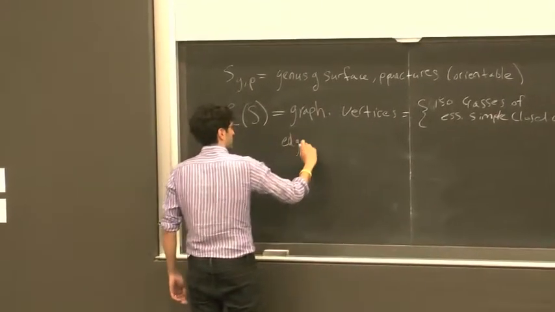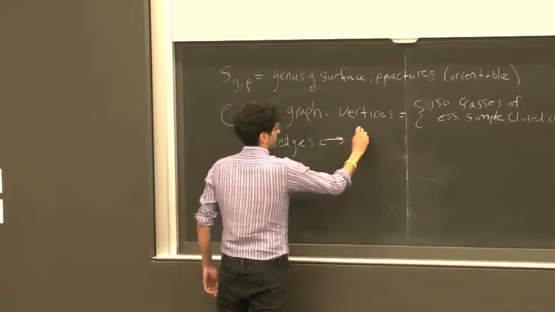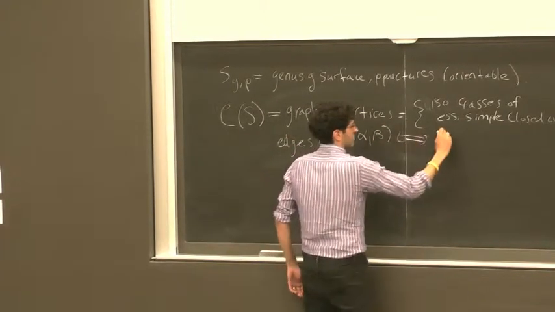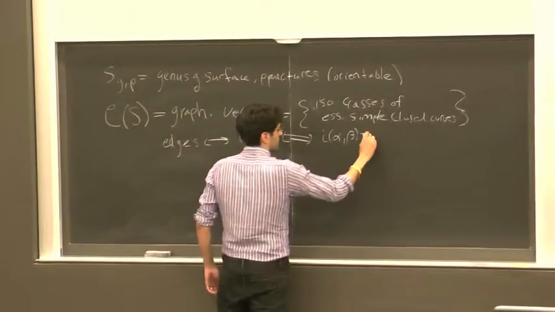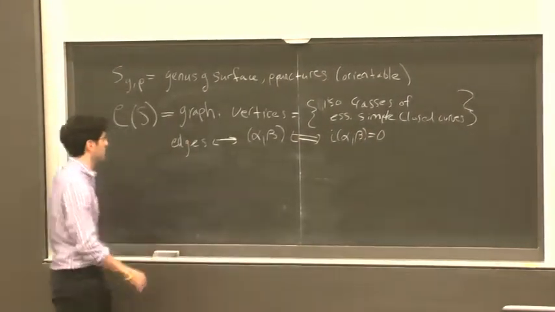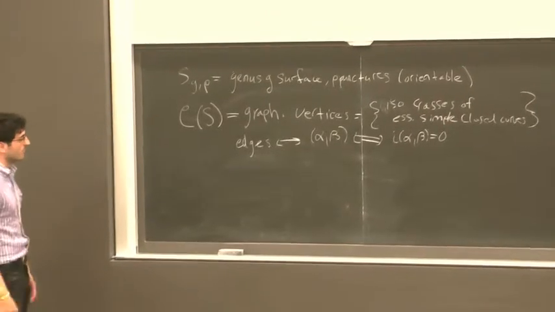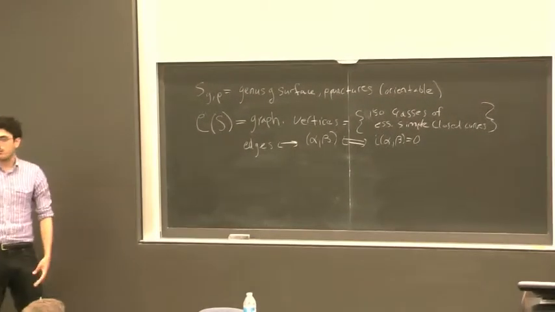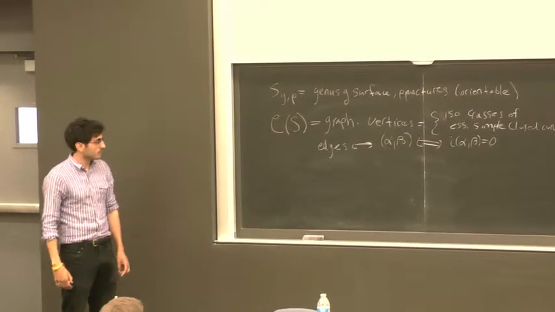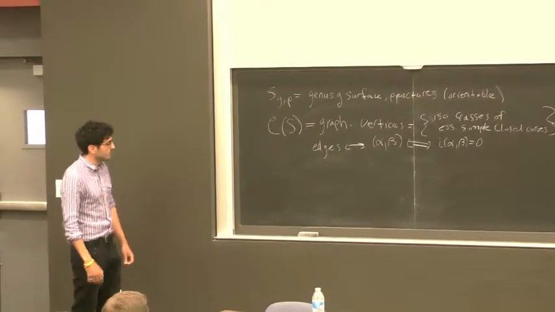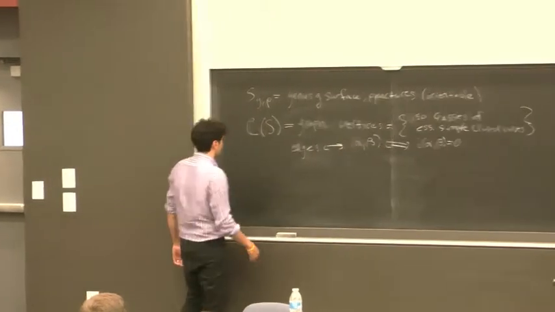and edges are just disjointness. So you connect two of these vertices by an edge if, say, their geometric intersection number is zero, they admit disjoint representatives. There are an endless number of really interesting properties that this graph has that I could mention, which I won't, for now at least. For right now, all I want to do is mention two properties that have also already been mentioned this week.